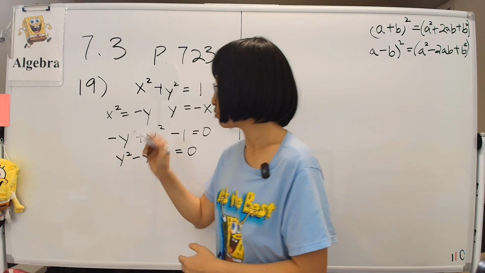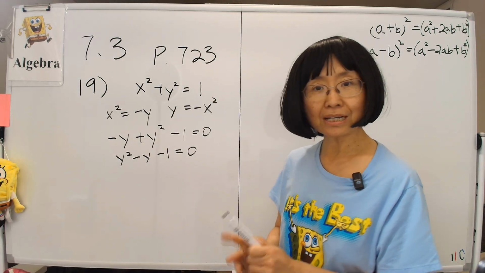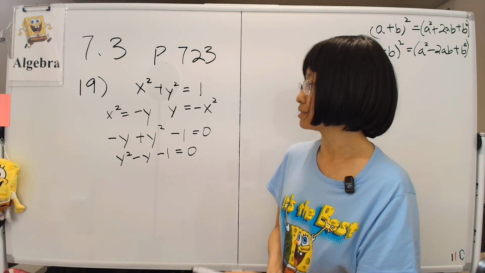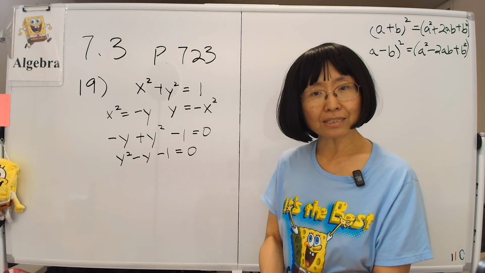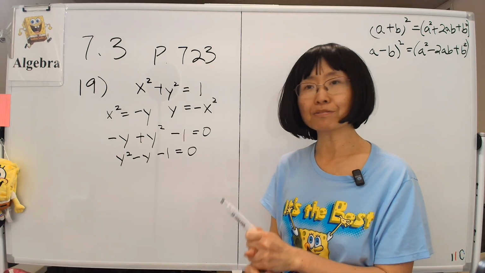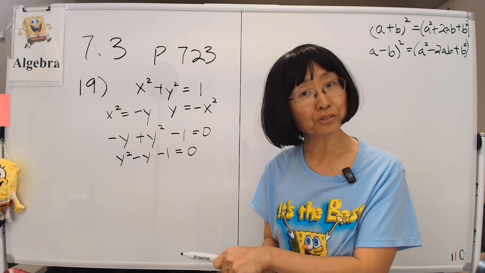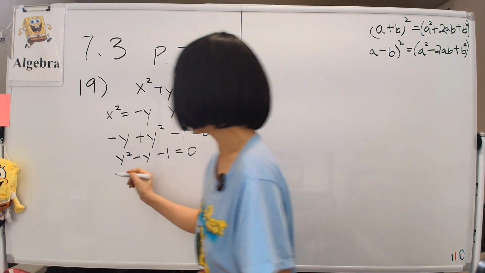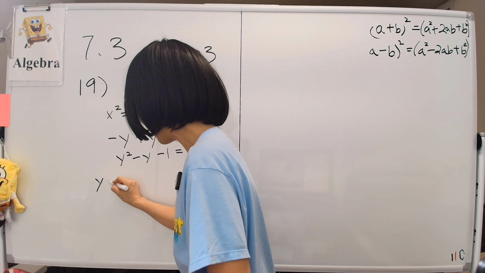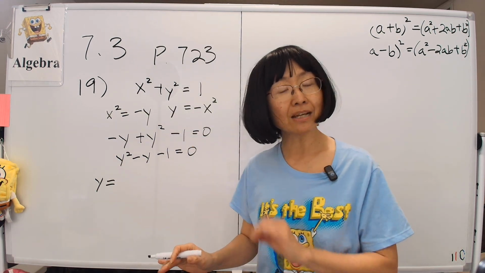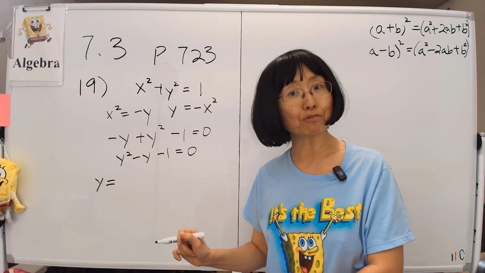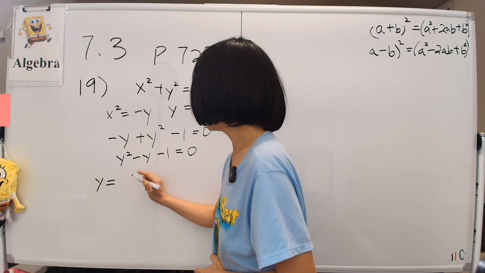So let's pull out the quadratic formula. Please memorize the quadratic formula if you haven't done so. The quadratic formula is minus b plus or minus square root of b squared minus 4ac, all over 2a. So that's what we're going to do right now. If you haven't memorized that, please do so right this moment. All students of mine know how to recite the quadratic formula.